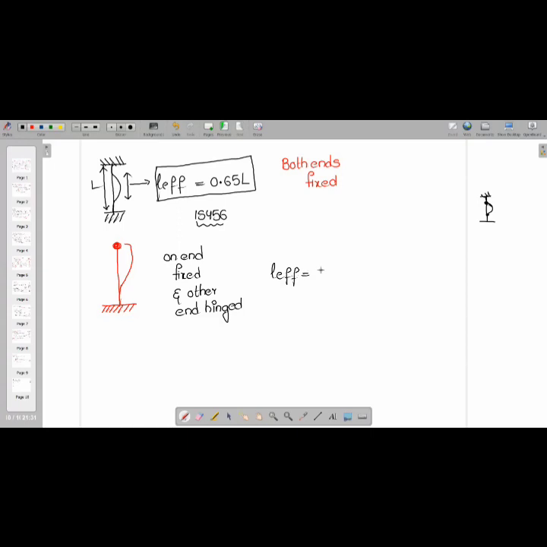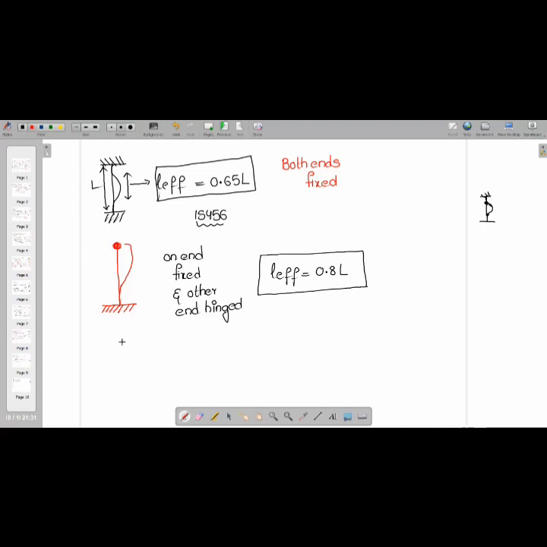equal to 0.8 times L. It will be equal to how much, sir? 0.8 times. Okay.